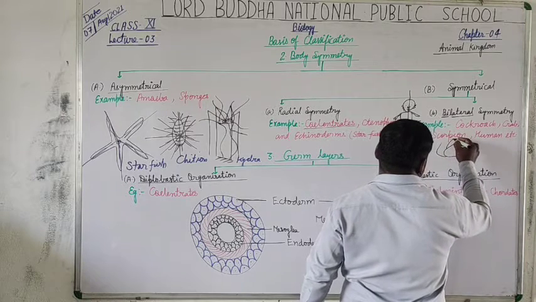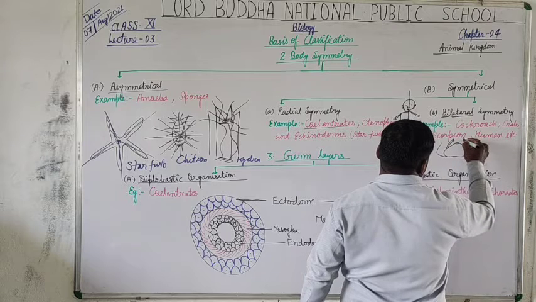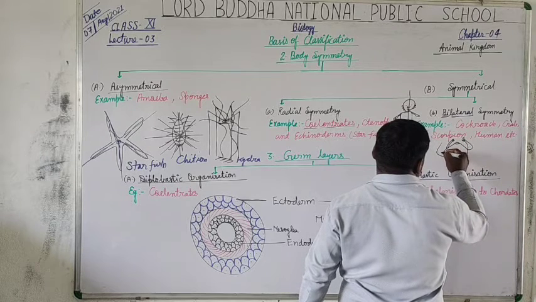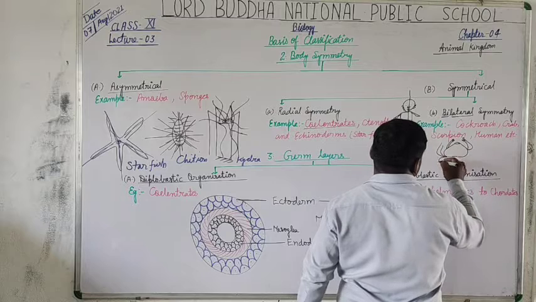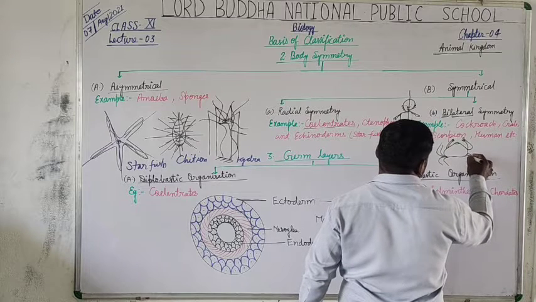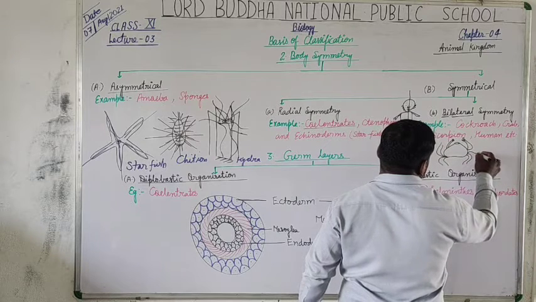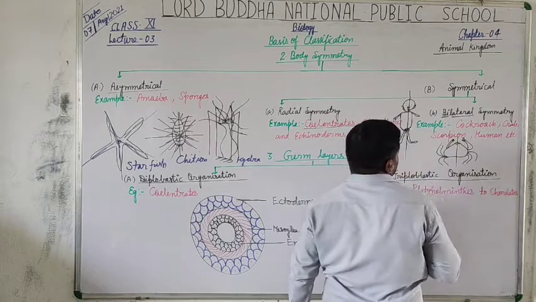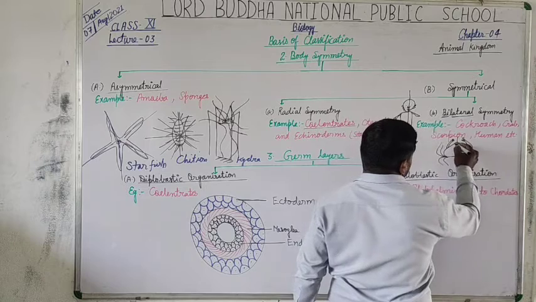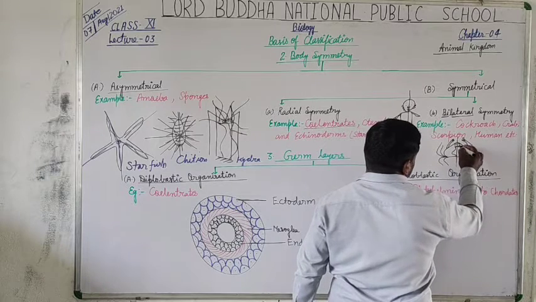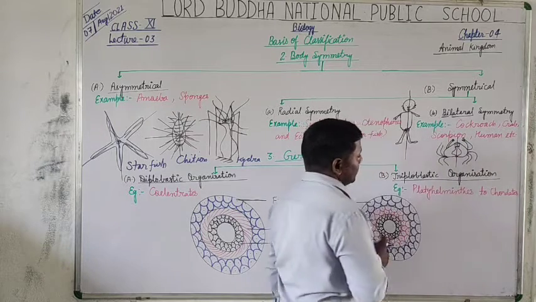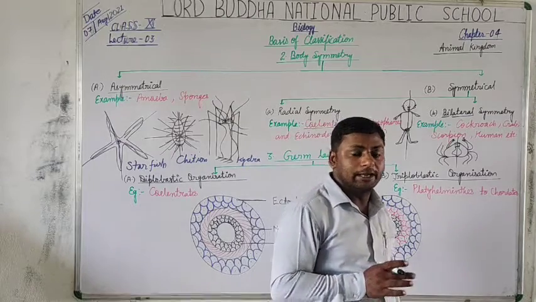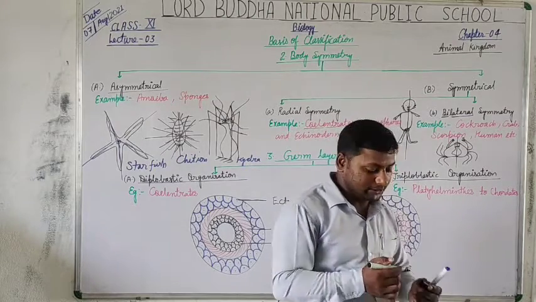This is the structure of a crab. A crab's body can also be divided into two equal halves. So the crab also shows bilateral body symmetry.